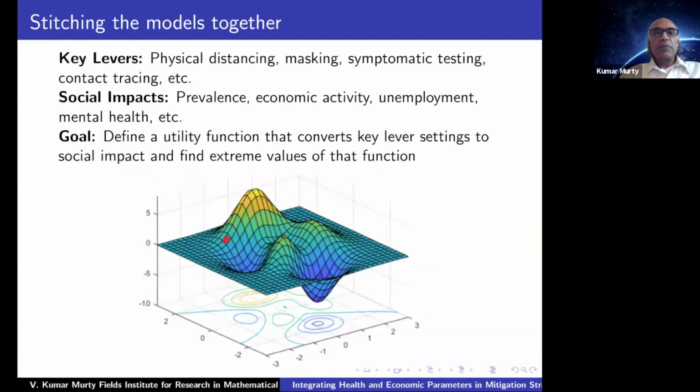And all of these have certain impacts: the prevalence of the virus, economic activity, unemployment, mental health, etc. And so the picture is illustrative of a multidimensional function, some kind of utility function that you have yet to define, that converts the levers, the settings, the parameters that you have under your control, and translates them into a number, which gives the social impact, taking all of these into account: prevalence, economic activity, unemployment, mental health, and so on. And then you're looking for extreme values of that function, either to maximize or to minimize.